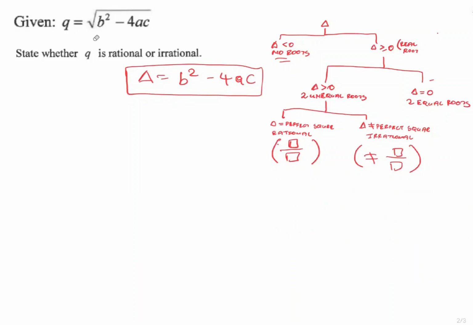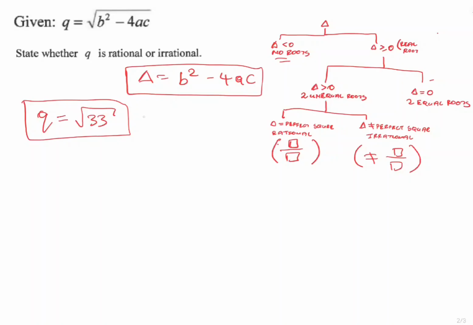In this case, we want to find out whether, when we put in the values of A, B and C, or first of all, let me just write this. The value for Q that we found in the first video I recorded was the square root of 33. When we calculated Q, we found that Q was actually the root of 33. So the question is: is the root of 33 an irrational or a rational number?